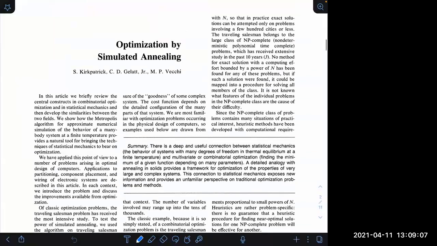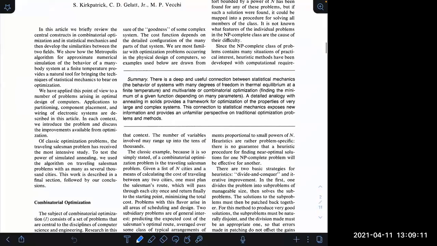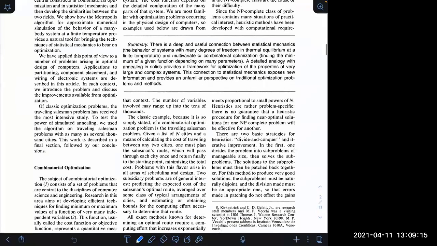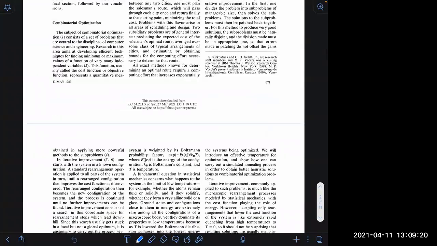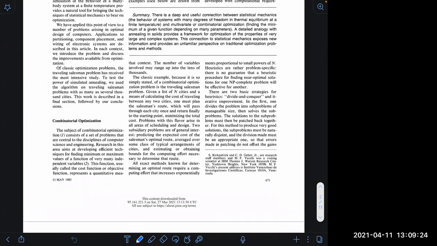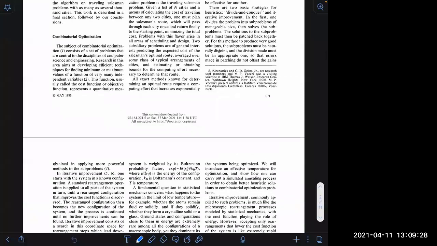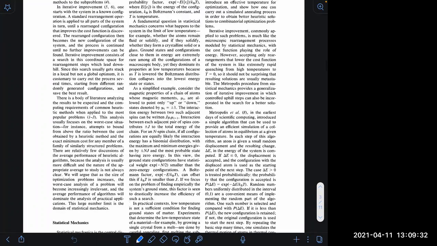My suggestion is that we don't need to go through the introduction, the first 3 paragraphs, but I suggest that we go over this first combinatorial optimization section, which is the first page and 2 more paragraphs, and then we start discussing from there. So maybe let's take a few minutes to read through this first part, up until the statistical mechanics subtitle. Does it sound good?